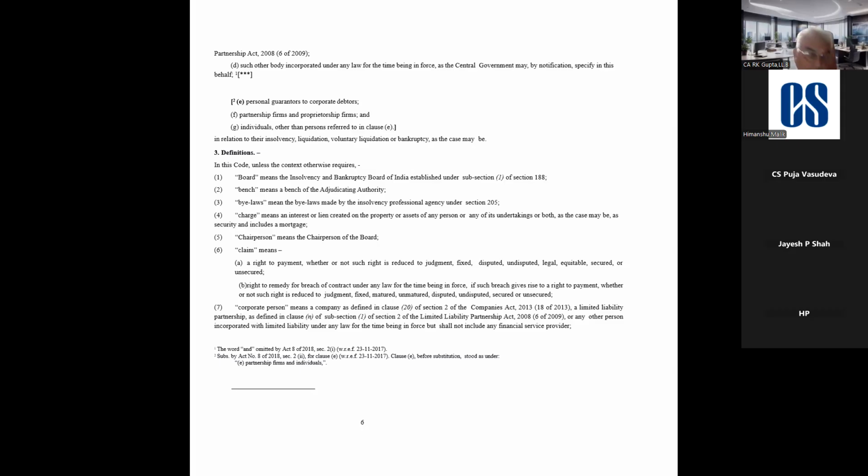This is the meaning. Another important thing is there is a difference. Two terms are used. One is corporate person and the other is corporate debtor. Can anybody tell me what is the difference between corporate person and corporate debtor in the context of IBC? What is the difference? Anyone? Pooja ji, what is the difference between corporate person and corporate debtor? Or are they one and the same thing?